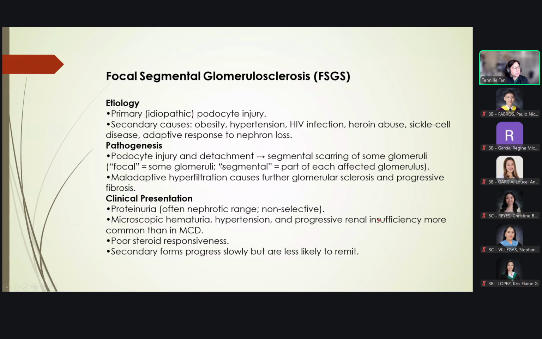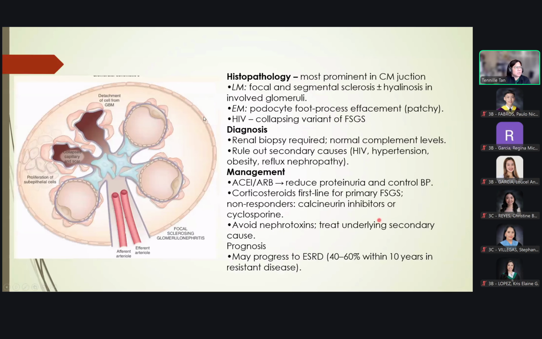So this is the illustration on the left side found in Harrison's. You see there is some detachment of the cells from the glomerular membrane. You'll see some collapsed capillaries and scarring, and then a proliferation of subepithelial cells. But you'll see some of the other glomeruli are normal looking. So that's why it's a focal sclerosing glomerulonephritis.